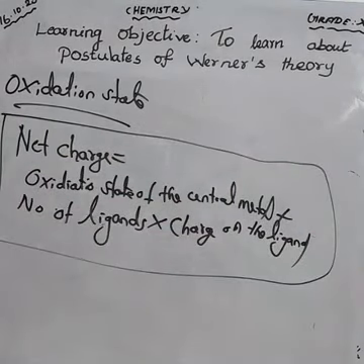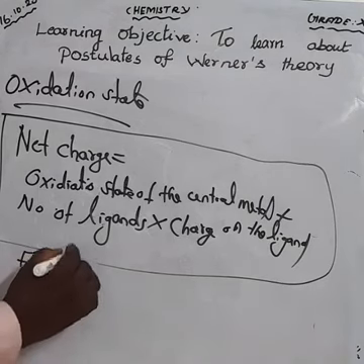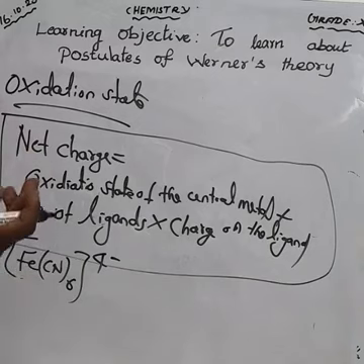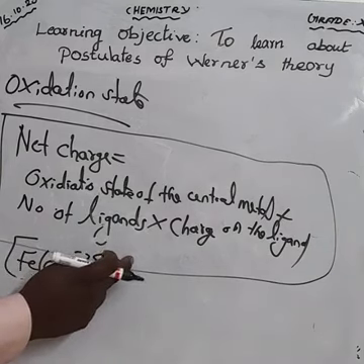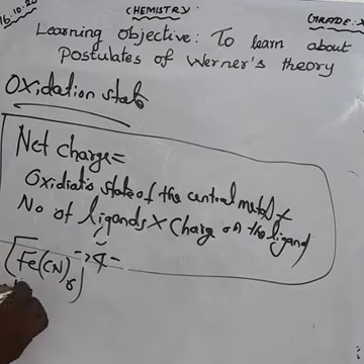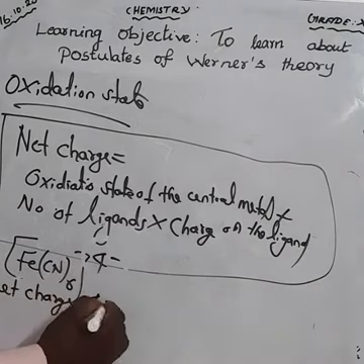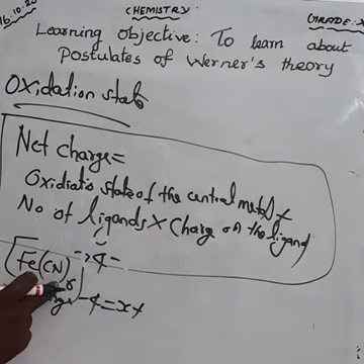How can we find the oxidation number? How can we find the oxidation state of Fe in [Fe(CN)6]⁴⁻? We take it as X, since we don't know it. What is the net charge of this complex? The net charge is -4, so -4 equals X plus the ligands. How many ligands are there? 6.